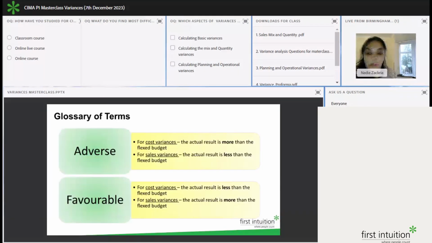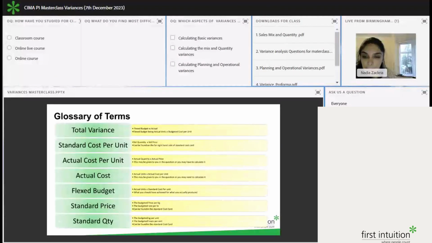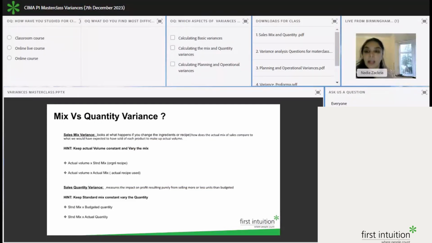Let's move on to the next one. That brings us to our next variance, which is to do with our mix and quantity variance. We see material, we also see it in sales. I found that sales is something that learners usually struggle with, and therefore I've thought about the sales mix and quantity variance rather than the material variances, right?